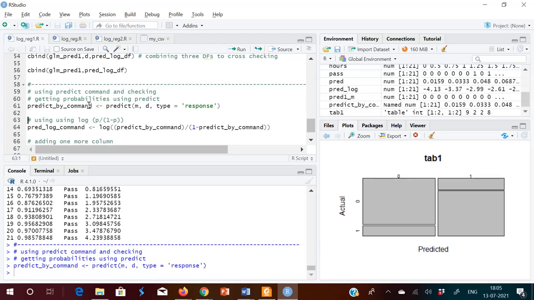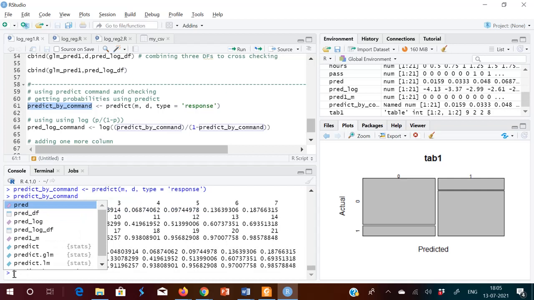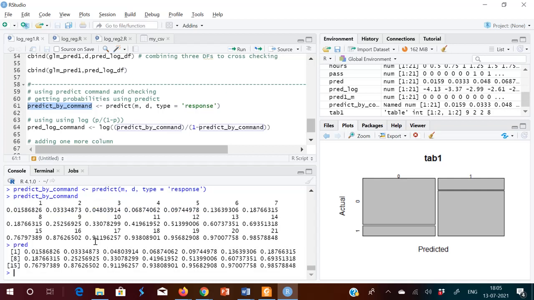Okay, so let us see what is in the predict underscore com. Predict underscore by command. See, and then I'm just typing predict. See, both are same. You can see here. Predict and predict by command. This value you can see here. So we are getting the same by equation and by using the predict command.